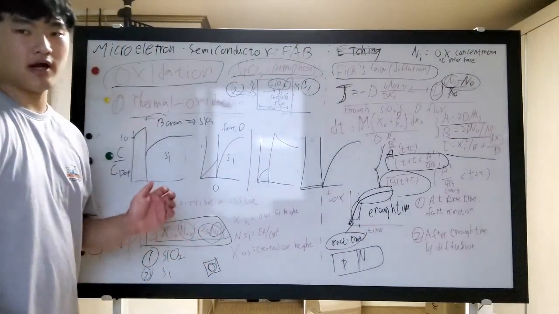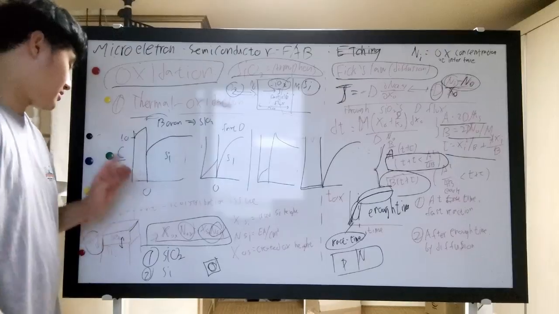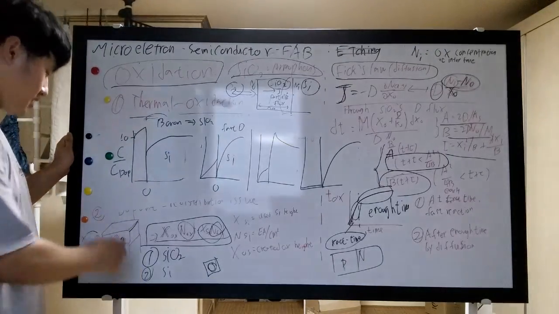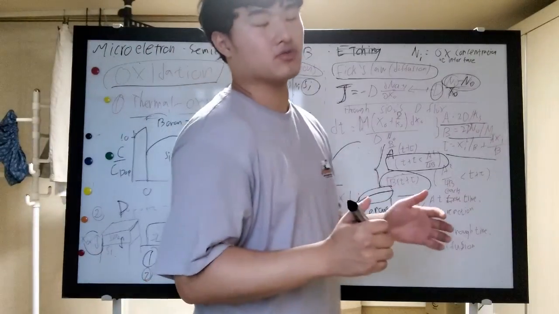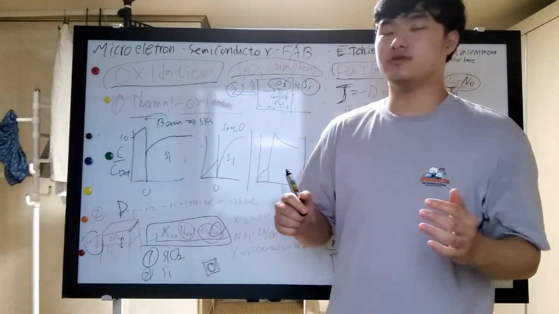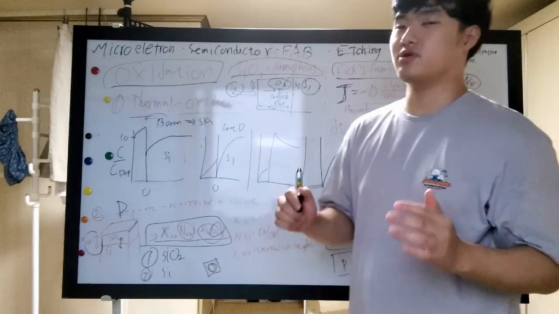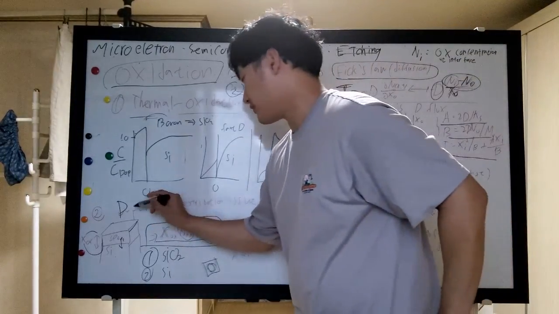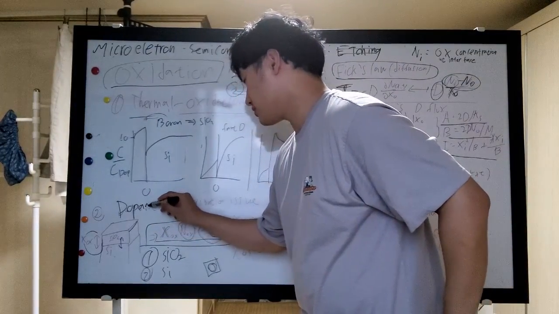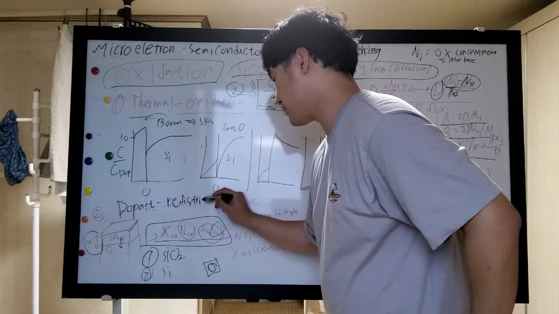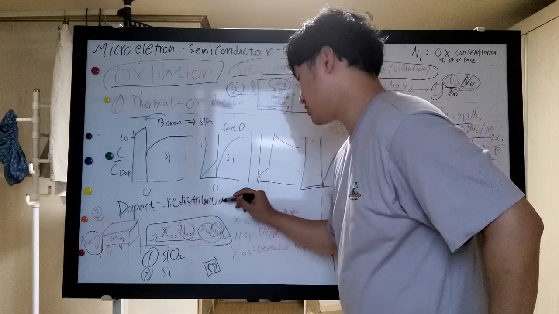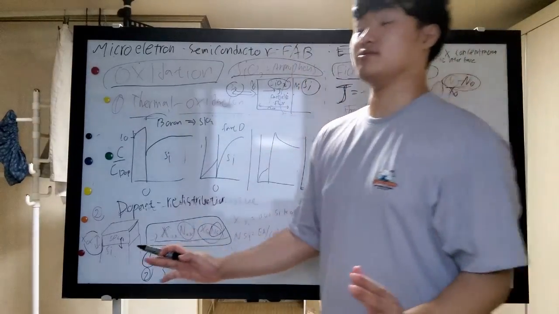The last part of this section will be about the dopant redistribution problem or issues. So why does this happen?